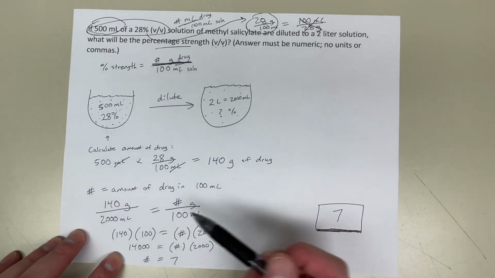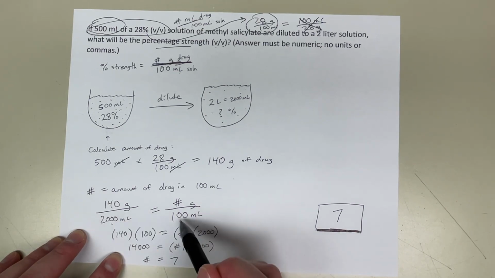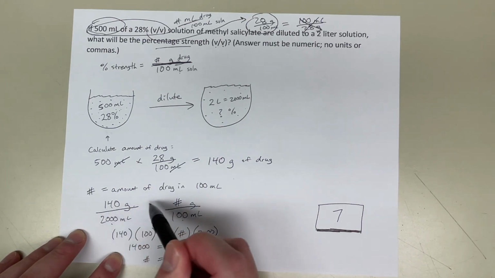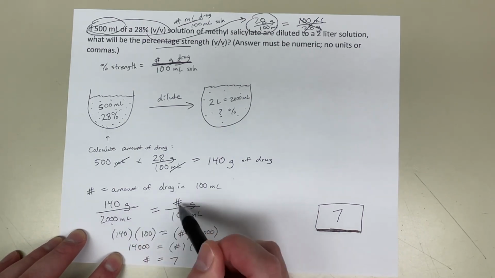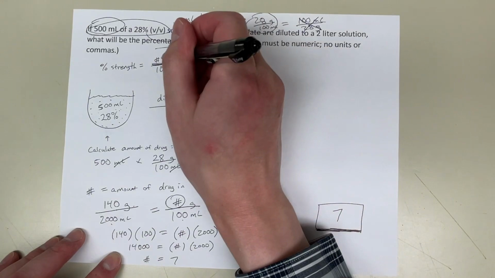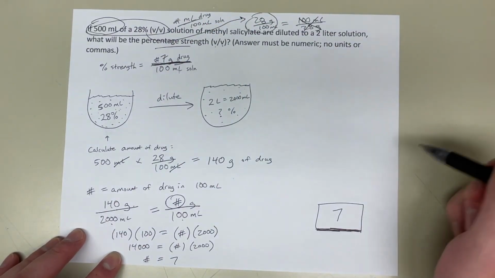If you don't want to cross multiply, you can just figure out what 2000 divided by 100 is, that equals 20. Then you do the same thing with the numerator. 140 divided by 20 is equal to 7. Because you want to find whatever this number is here. That's the percent strength, because this would also be 7 grams of drug in 100 milliliters. That's why the answer is 7.